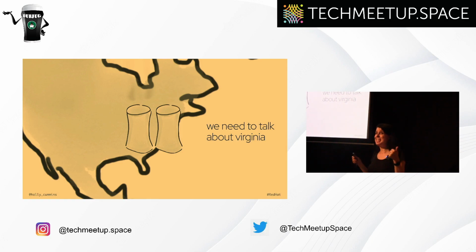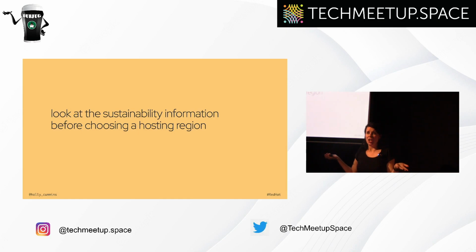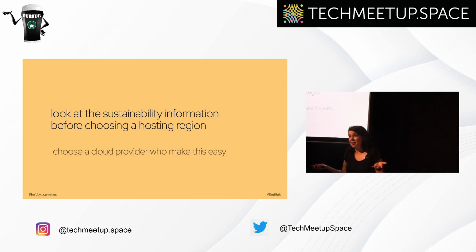So one easy thing that you can do is don't run your workload in US East 1. More generally, look at the sustainability information for the region before choosing that region. Sometimes it's quite surprising what's green and what isn't. If your cloud provider doesn't make that information available, if it's quite hard to figure out the energy mix, the sustainability footprint for the regions, maybe that's a good reason to think about choosing a different cloud provider.